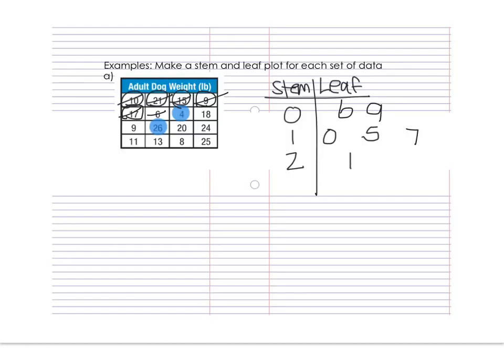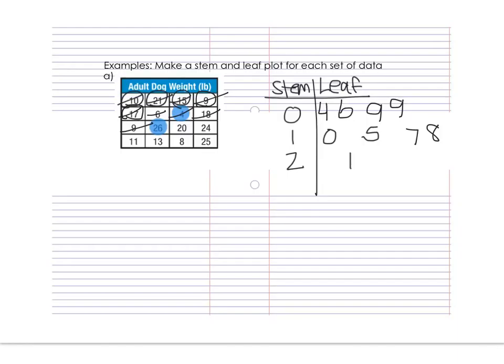4, we talked about this one previously, that one has a stem of 0, and so the leaf is 4. 18 has a stem of 1, so the 8 goes here. 9 has a stem of 0. Now we already have a 9 there, but we rewrite it because we want to make sure you have every point in there.